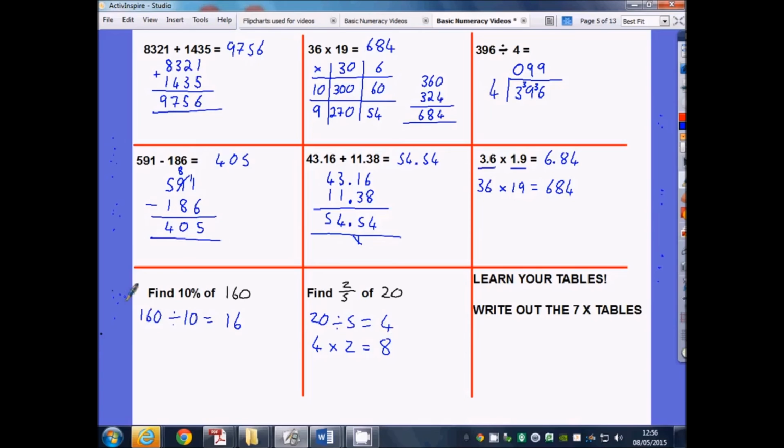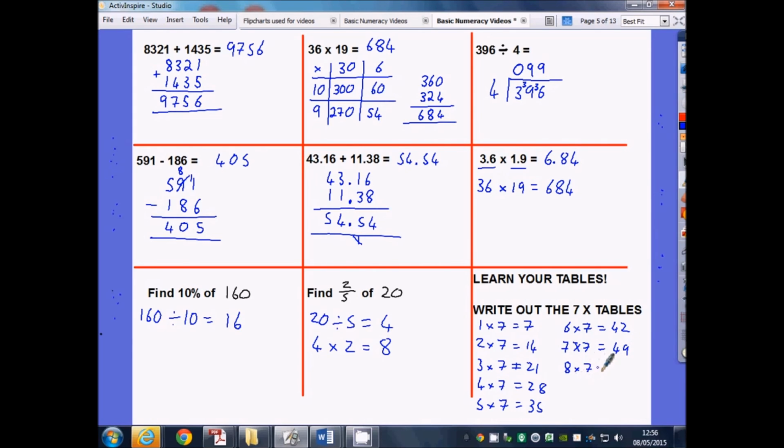Perfect. Number 9. Write out your 7 times table. This is the key practice, really, isn't it? Just like we said last time, actually write it out in full. 1 times 7 is 7. 2 times 7 is 14. 3 times 7 is 21. 4 times 7 is 28. 5 times 7 is 35. 6 times 7, 42. 7 times 7 is 49.